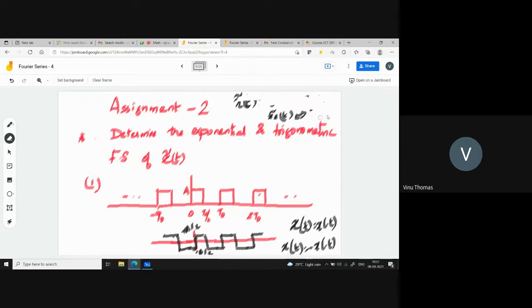So it is enough to find out the Fourier series of the second waveform that we have drawn, and then you can add A by 2 to the periodic expansion to get the sequence.